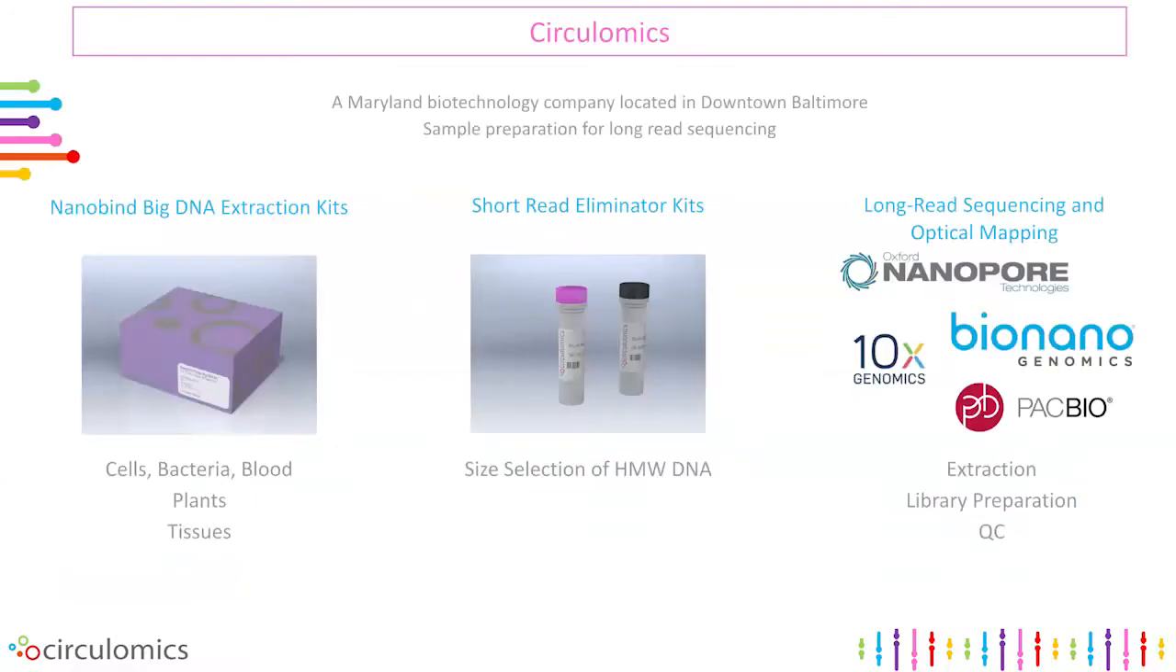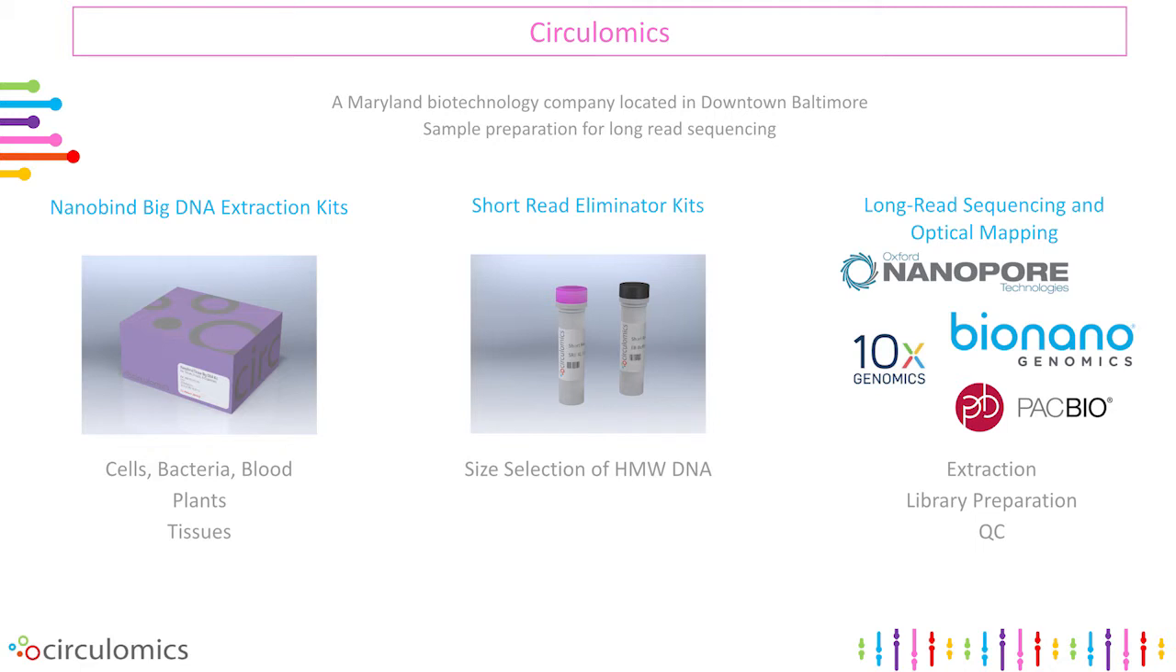So, Circulomics. We are a biotech company in Baltimore, and we focus on products for long-read sequencing, as Tom mentioned. Our products also help for optical mapping, and we help people trying to use technologies such as Oxford Nanopore, PacBio, and 10x Genomics.